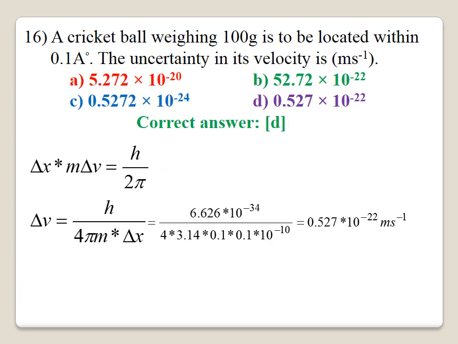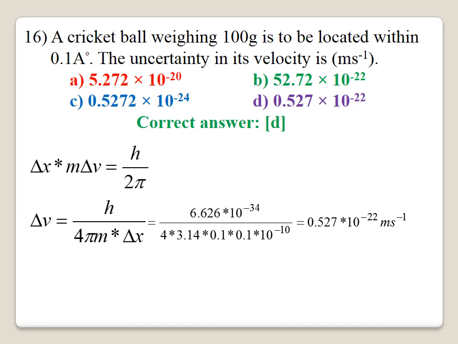Question number 16. A cricket ball weighing 100 gram is to be located within 1 Angstrom unit. The uncertainty in velocity is given; you have to calculate the uncertainty in velocity. Here the correct answer is D, 0.527 into 10 to the power minus 22. And here delta v we are going to calculate.